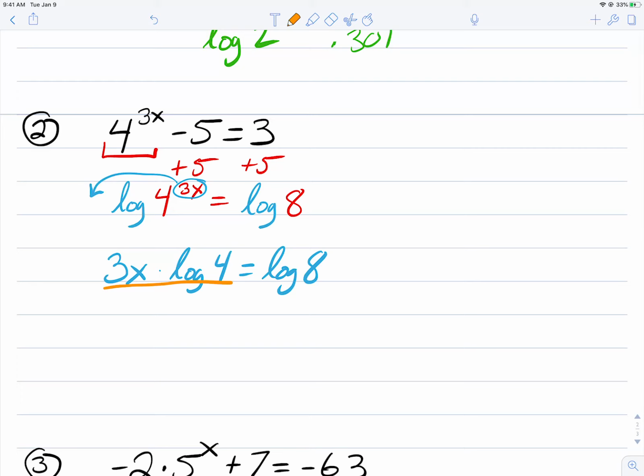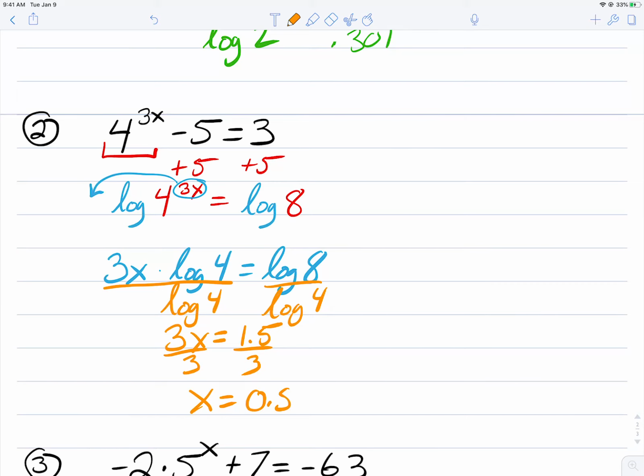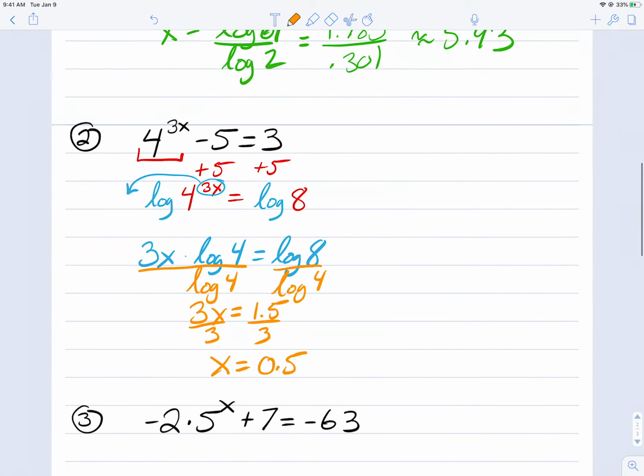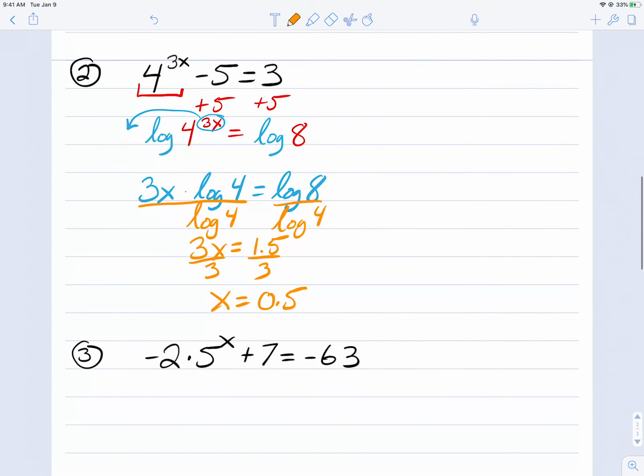I could do both of them together, but I'm going to do one at a time right now. I'm going to divide both sides by the log of 4. So now I have 3x equals about 1.5. If I divide both sides by 3, then x equals 0.5.